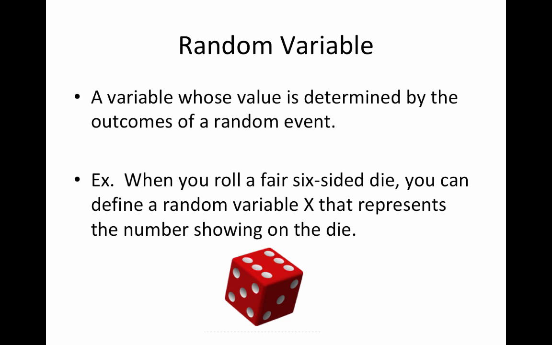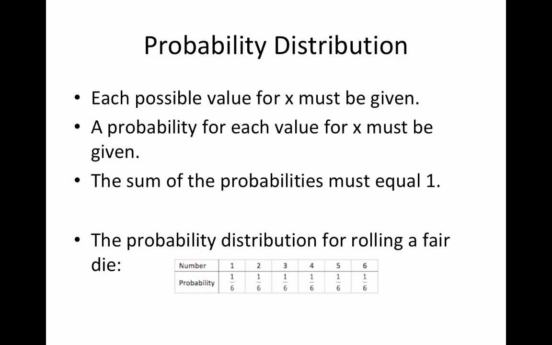Welcome to your Algebra 2 10.6 lesson on binomial distributions. First thing we need to do is define something called a random variable. A random variable is a variable whose value is determined by the outcomes of a random event. So for example, when you roll a fair six-sided die, you can define a random variable x that represents the number showing on the die, what it lands on.